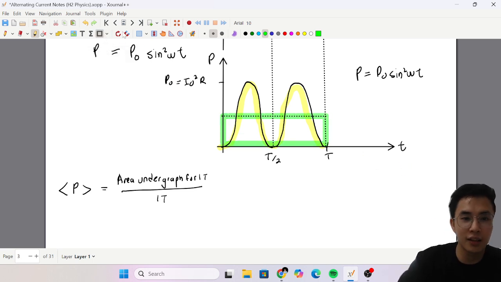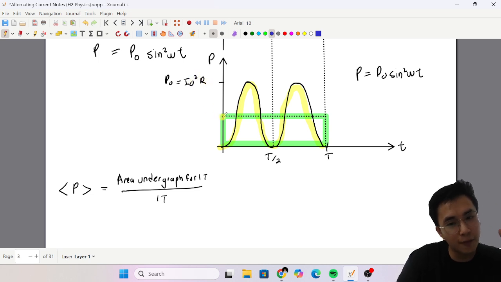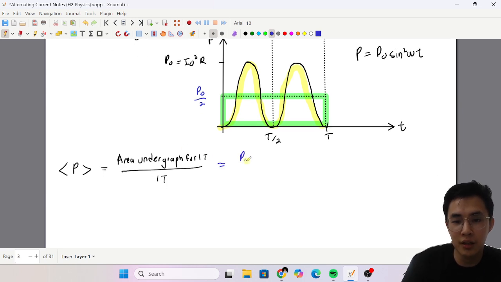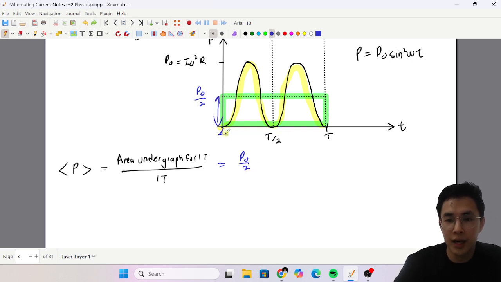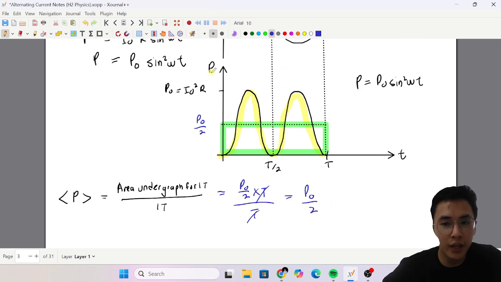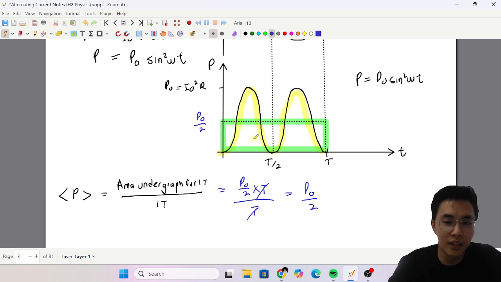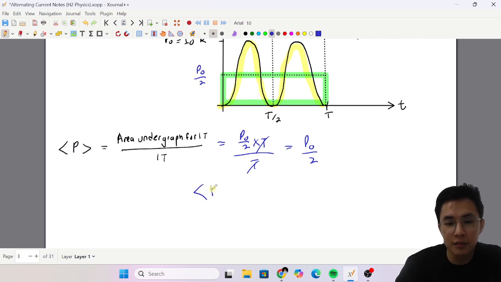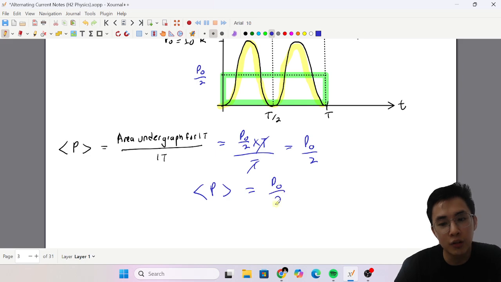So the area under the graph is actually quite easy. Look, this was P naught, which is I naught squared R. If I cut it halfway, then this is just P naught over 2. So the area under the graph is P naught over 2, which is the height here, times the length, and the length is 1 period. So P naught over 2 times T over T. Check it out, it's P naught over 2, because the T's cancel. So if you're given a normal alternating current graph, then you can find the average power, P, as just the peak power over 2.